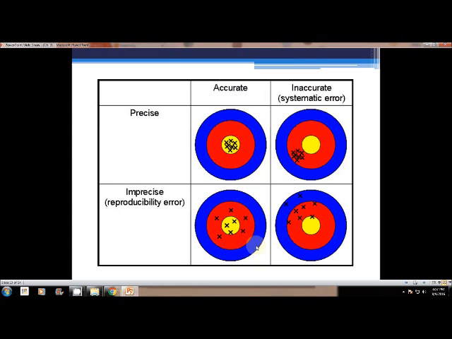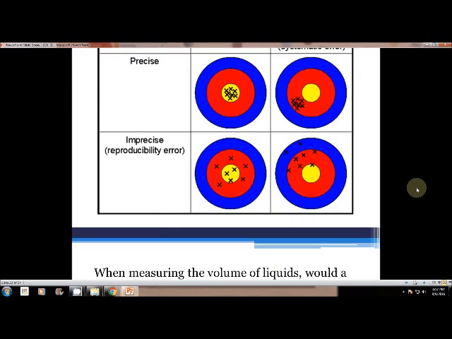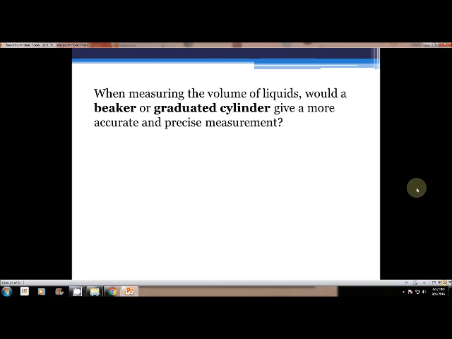Down here, we can be accurate where we are pretty close to the center of the bullseye, but we're not precise because they're not grouped together very well. And then we can be both inaccurate and imprecise because we didn't hit the middle very well for accuracy, and they're not grouped together well for the precision. So we have those kind of things to think about. Okay? We are not shooting bows and arrows in chemistry, sorry. We are going to be accurate and precise when we're doing our measuring.